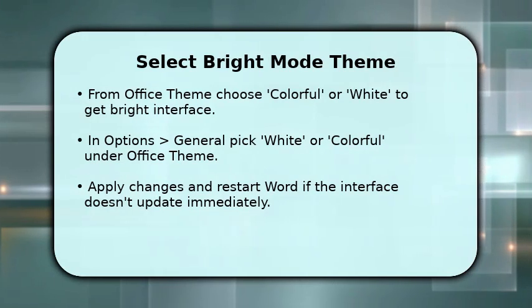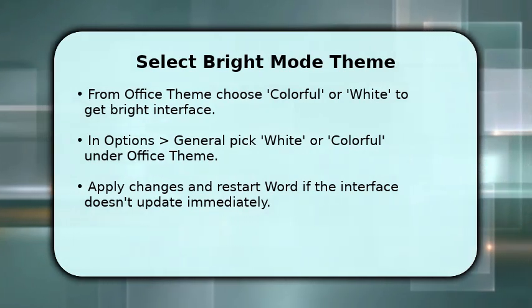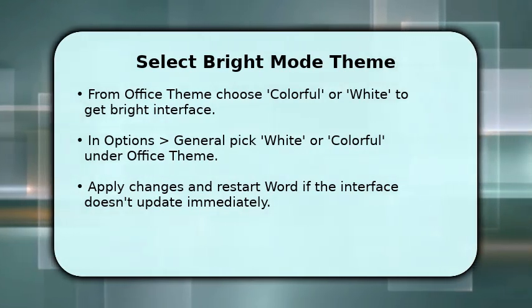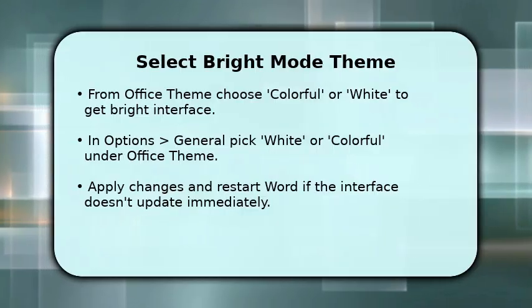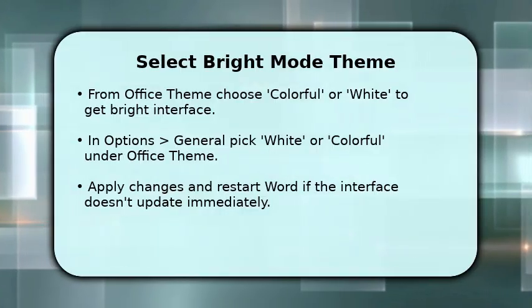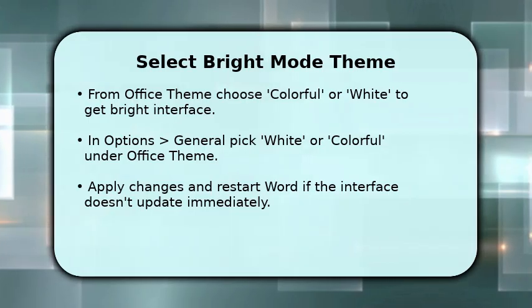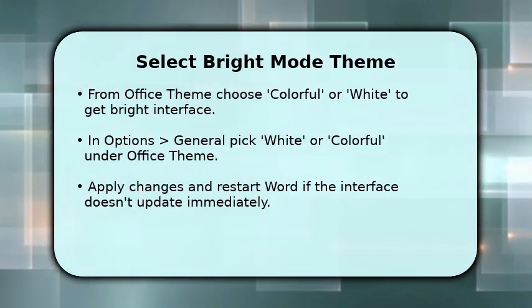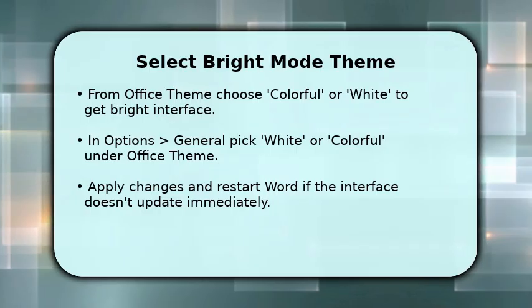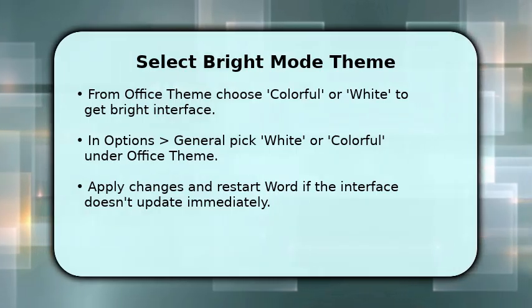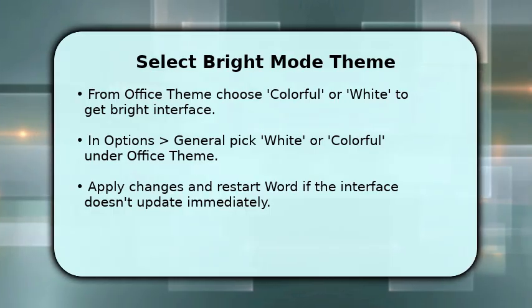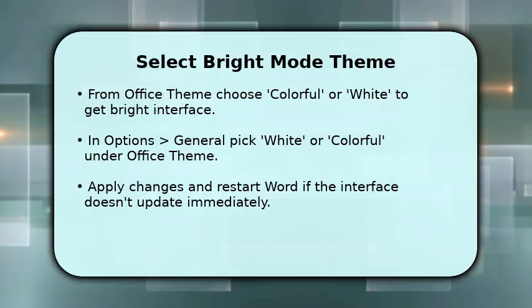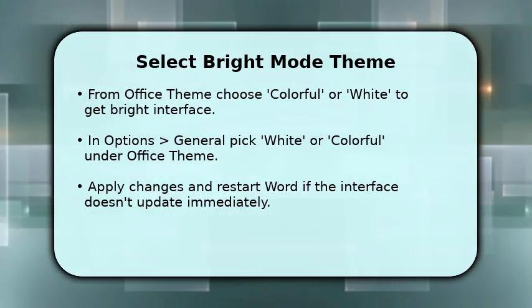Now that you're in the theme controls, select a bright option. Choose white for maximum brightness or colorful for a light, branded look. Once selected, click OK or Apply. Word should update instantly, but sometimes the document canvas stays dark due to page color settings, so check view modes if necessary. If the theme change didn't propagate, close and reopen Word to force the UI to refresh. This step ensures both the ribbon and workspace reflect the bright mode you selected.